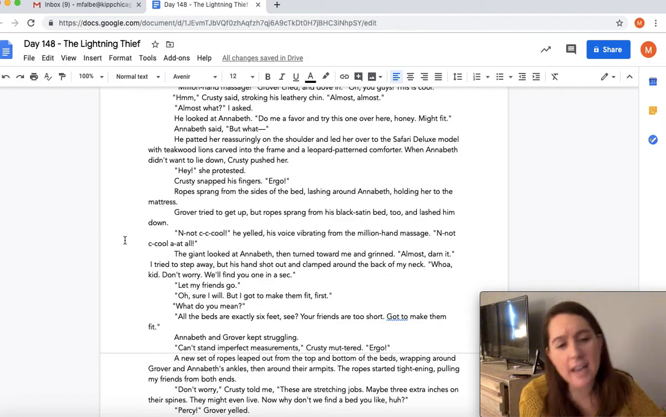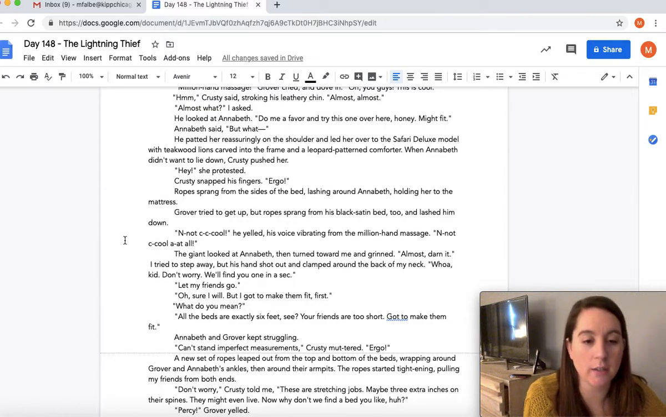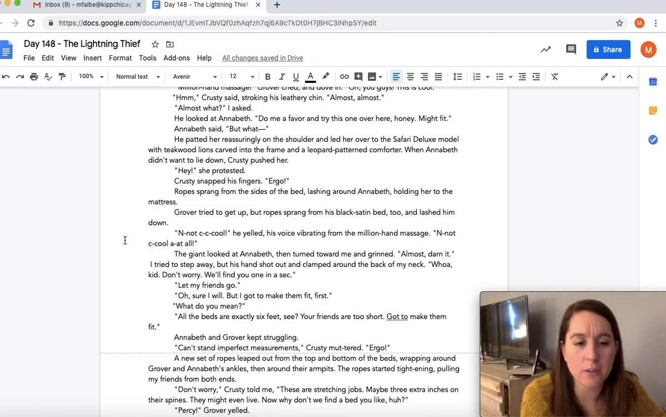All the beds are exactly 6 feet. See? Your friends are too short. Gotta make them fit. Annabeth and Grover kept struggling. "We can't stand in perfect measurements," Krusty muttered. "Ergo." A new set of ropes leapt out from the top and the bottom of the beds, wrapping around Grover and Annabeth's ankles, and then around their armpits.